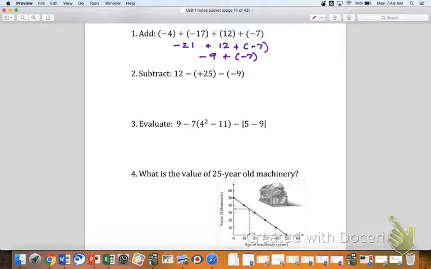So what's negative 9 plus negative 7? So if you got negative 16 for number 1, I think we all agree. I think we're in pretty good shape. Okay, number 2. Some subtraction.